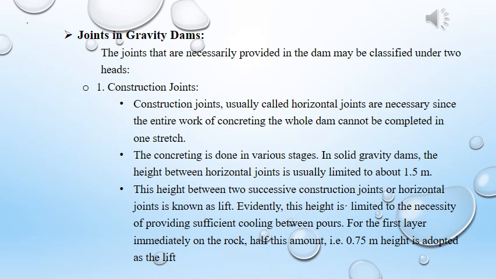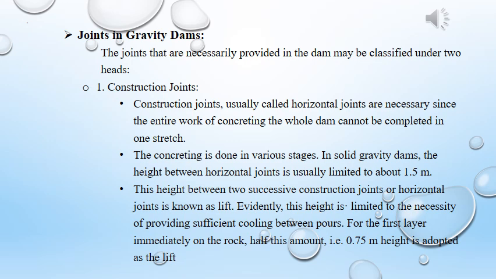Now, construction joints are also known as horizontal joints, because the entire work of concreting in the whole dam cannot be completed in one stretch. The concreting is therefore done in various stages. So, it is necessary to provide joints during construction to execute the work systematically and economically in stages. In a solid gravity dam, the height between the joints is usually limited to about 1.5 meters.